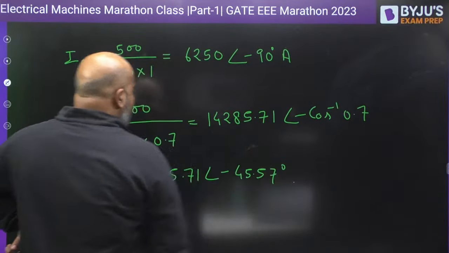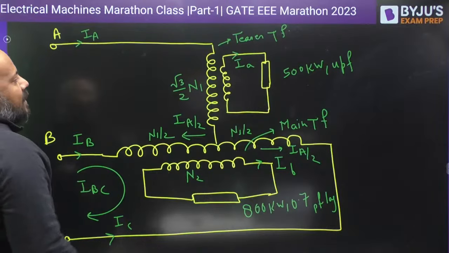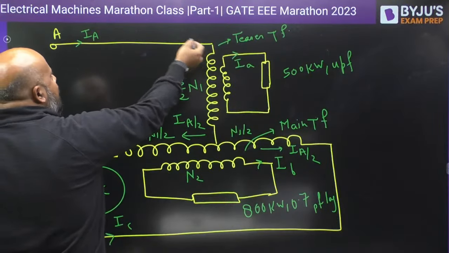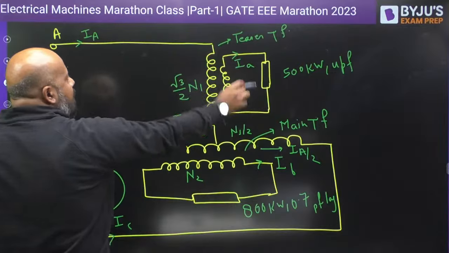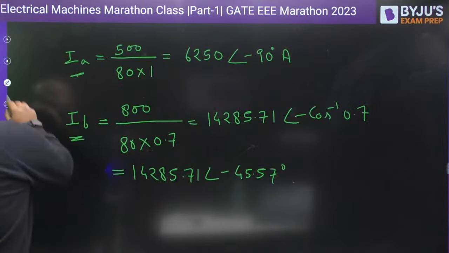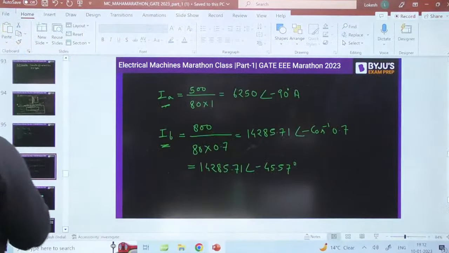The moment you get IA and IB, can you tell me what is IA? Yes or no? IA you can reflect by this IA current. So let me add some pages here. Let me add 2-3 pages here.